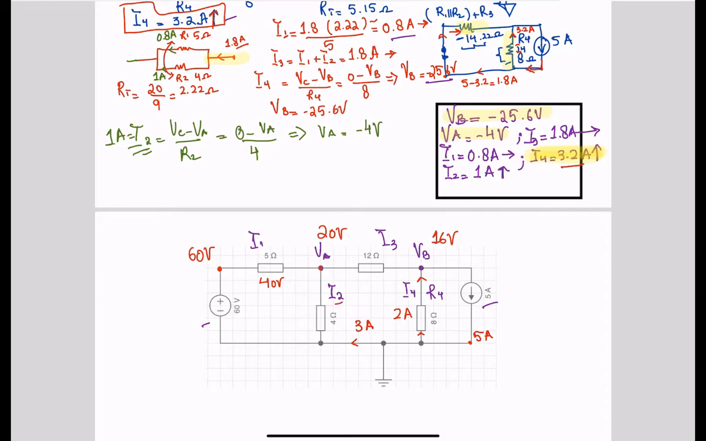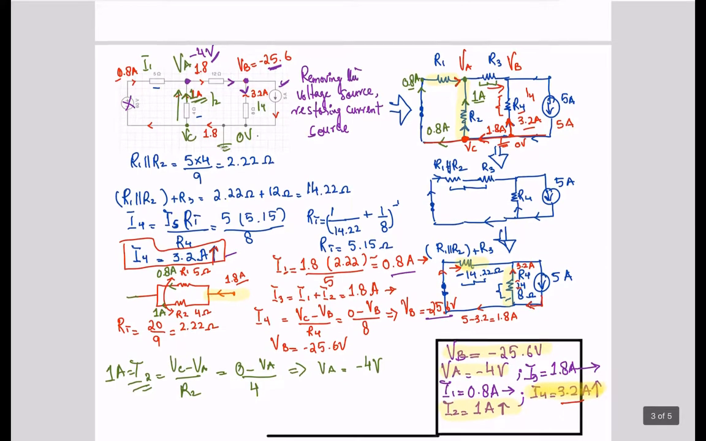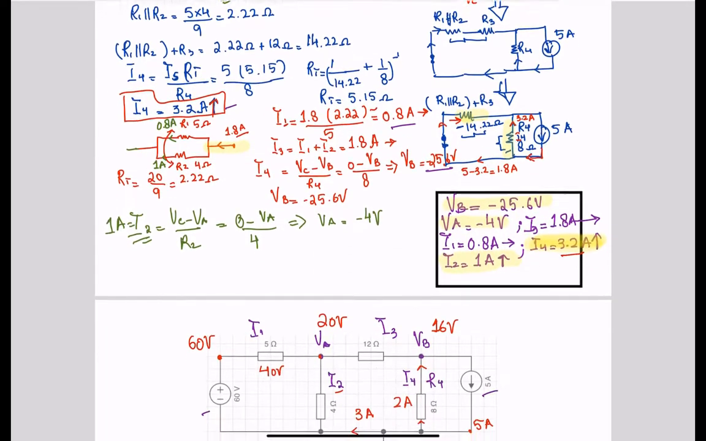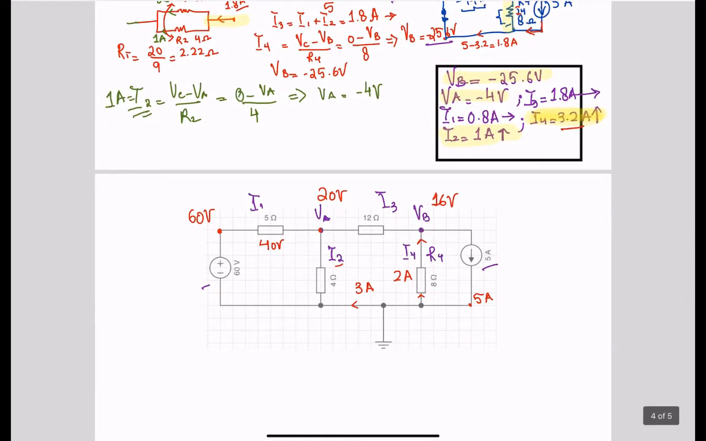Now let's check for I2 here. For I2, we had 1 amp in the upward direction, and then over here we had 6 amps in the downward direction. So there was more pressure acting downward. So the difference here, 6 minus 1, I2 here would be 5 amps. So the current flowing across this resistor will be 5 amps and the direction will be downward.